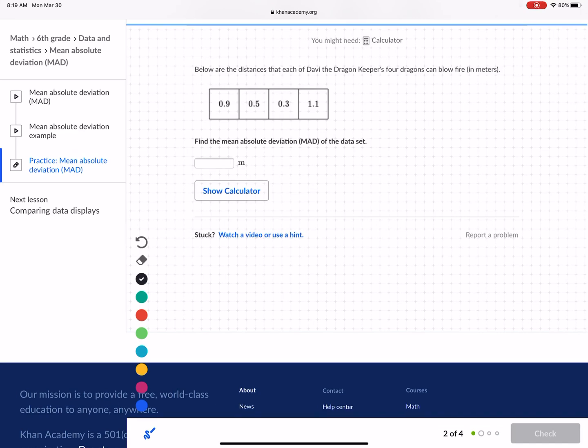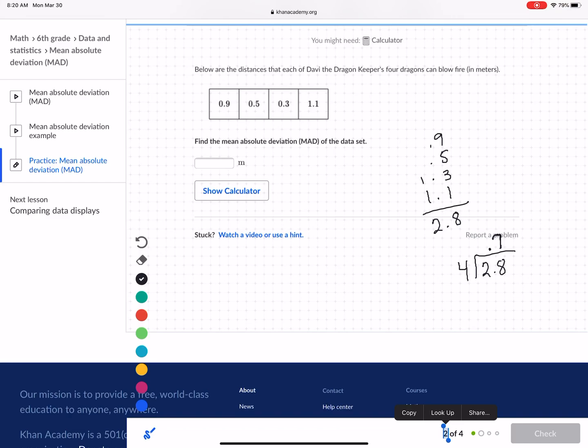All right, now let's look at the next question. So again, here is a set of data: 0.9, 0.5, 0.3, and 1.1. So the first thing we want to do is add up all the data. And rather than use the calculator, I think it'll just be easier to add them all up ourselves. So we get 1.4, 1.5, 1.8, 2.8. And now I'm going to divide 2.8 by 4 because there are 4 pieces of data, which is equal to 0.7.